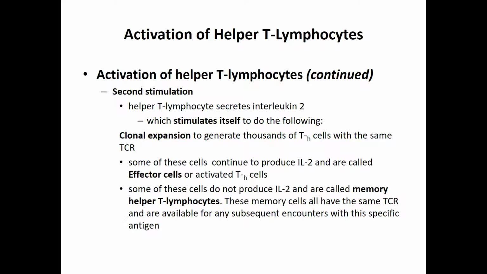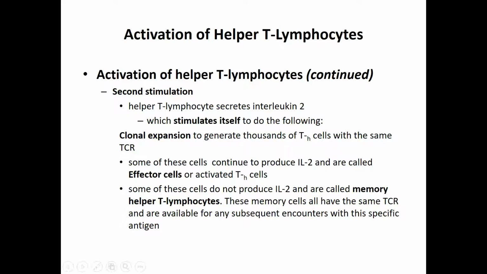a cytokine called interleukin-2, IL-2. And this cytokine acts on the helper T cell itself to stimulate cell division. So this is part of the clonal expansion process. So clonal expansion occurs, and now instead of having just one helper T cell with that specific antigen, you now have thousands. Okay? So you've expanded the number of helper T cells specific to that foreign antigen.